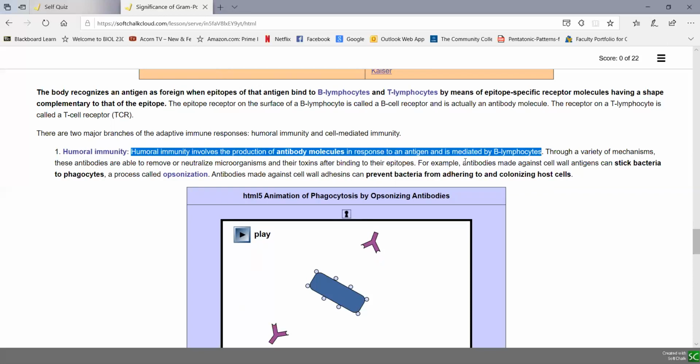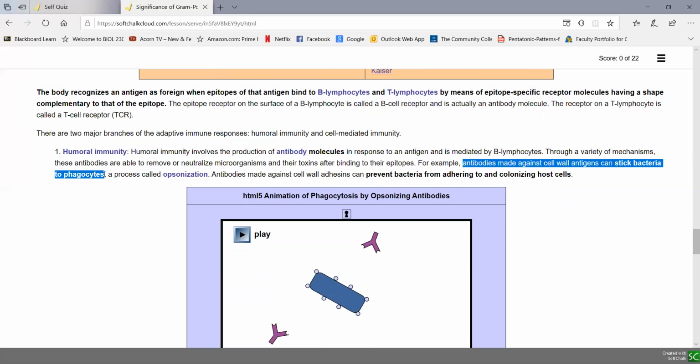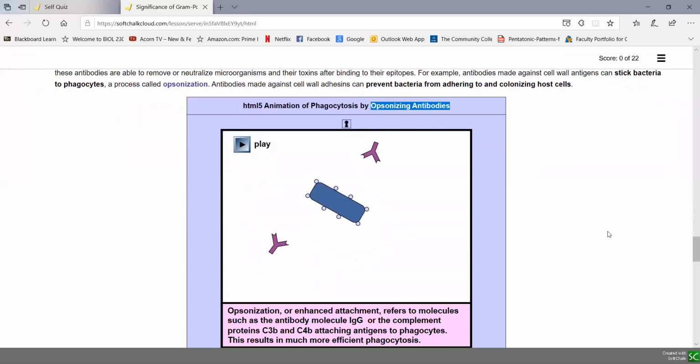some of those antibodies can stick bacteria to phagocytes for enhanced phagocytosis. It's a process called opsonization, and those are often called opsonizing antibodies. So one of the major reasons we make antibodies is to stick microbes more effectively to phagocytes. Phagocytes can't really engulf a bacterium and kill it unless it's stuck to the membrane, because it has to be stuck to the membrane for the membrane to pull in and pinch off and place it in a vesicle.